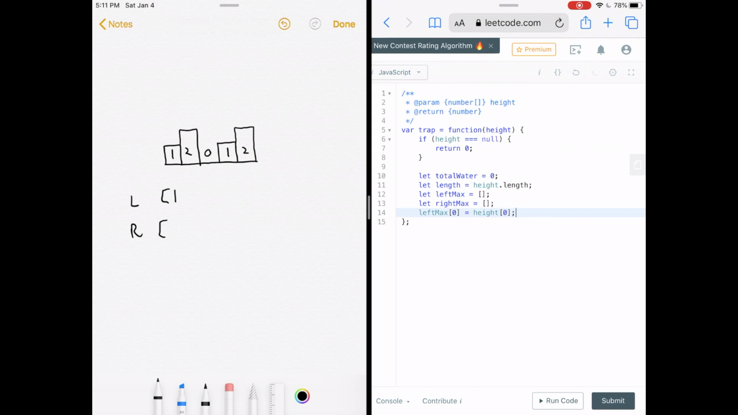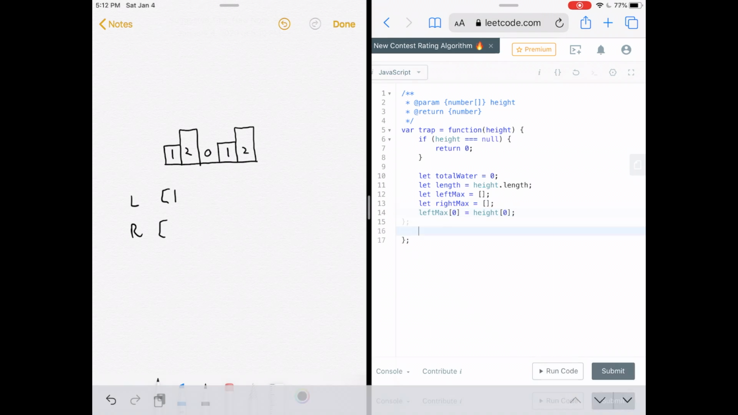All right, so now we're just going to go left to right, and we're going to save the values of the max height of the buildings up until that point. That'll be for let i equal 1, and it's 1 because we've already saved the 0th index into our left max array. i is less than length, i plus plus, and we're going to make each index of the left max array equal the max of the same index of the height array and the previous index of the left max array.